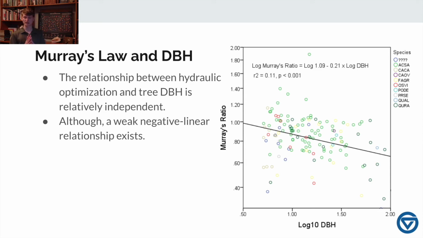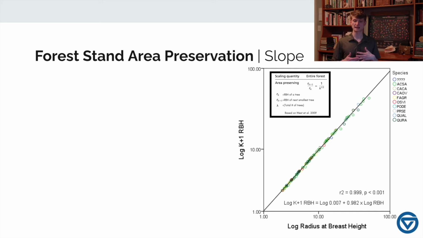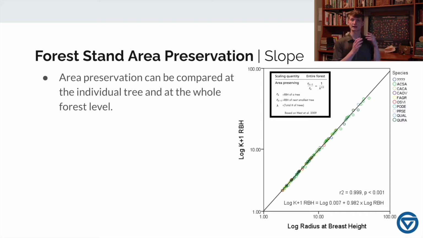Now, this is a little bit more complicated and looking at the forest stand as a whole, but I'll walk you through it. So basically, area preservation, like I talked about with Murray's, a preservation from an area of higher hierarchy, the mother, to the next lowest size, the daughters. You can measure that in an individual tree, like is done in Murray's Law, or you can do it in the entire plot level, kind of treating the forest as a whole. And that's what this chart does.